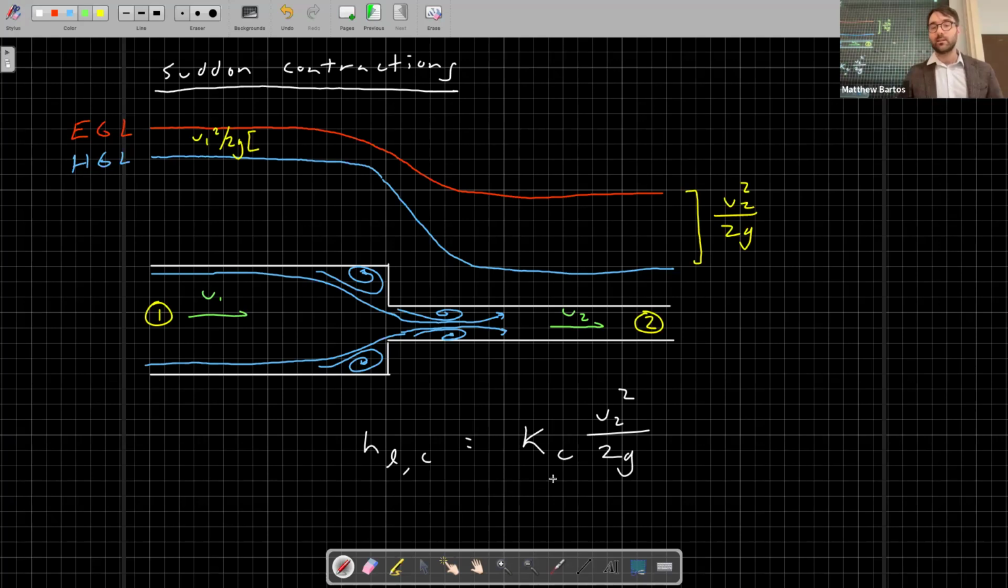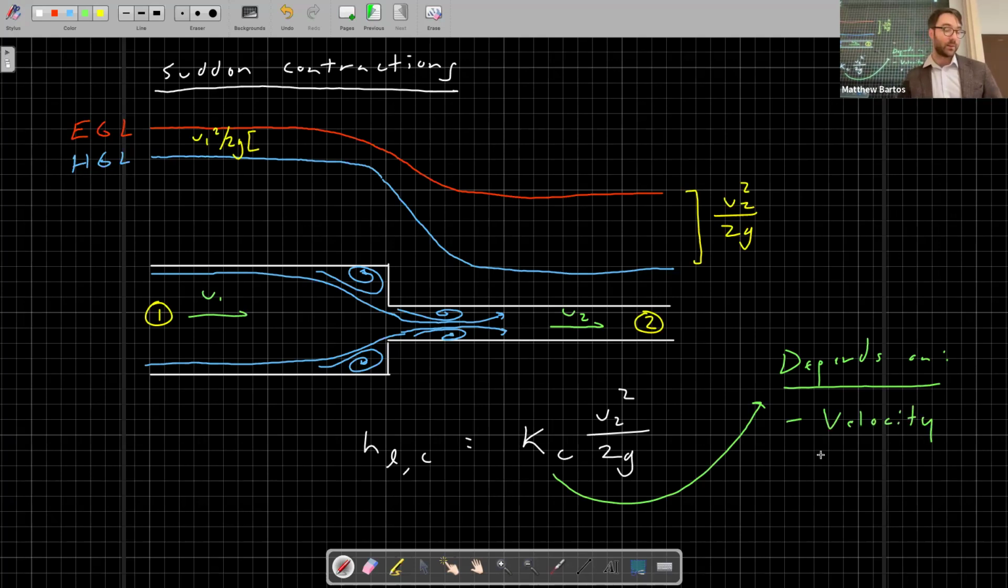This coefficient Kc depends on a couple of quantities. So Kc, our contraction loss coefficient, will in general depend on the velocity of flow in the smaller pipe, as well as the ratio of the diameters, so the ratio of d1 divided by d2. So let me go ahead and just open up a table to show you. I'll let you finish writing this down. Are there any questions on sudden contraction losses?